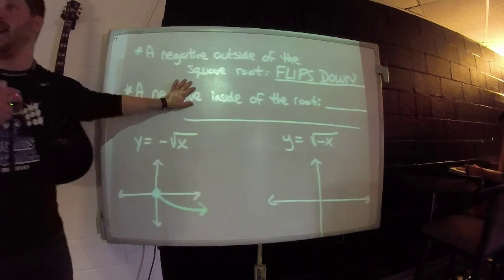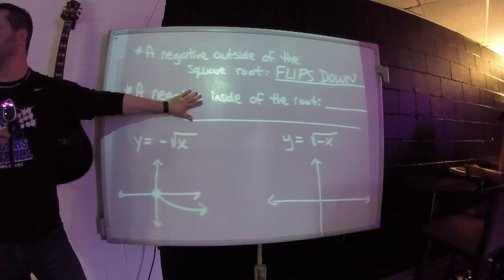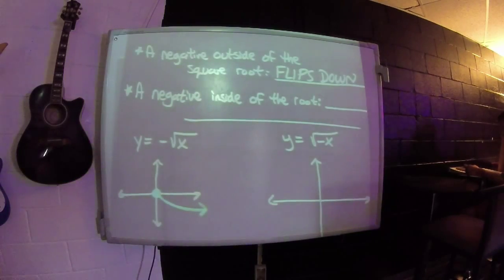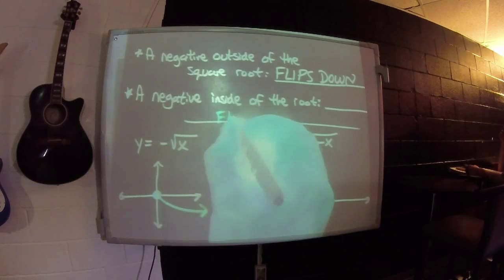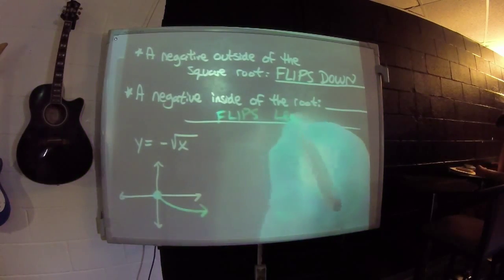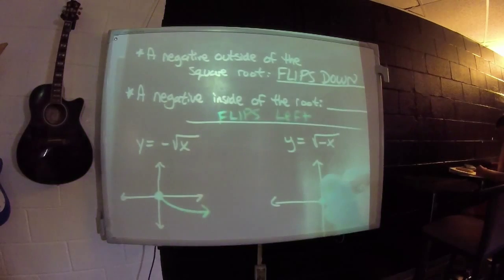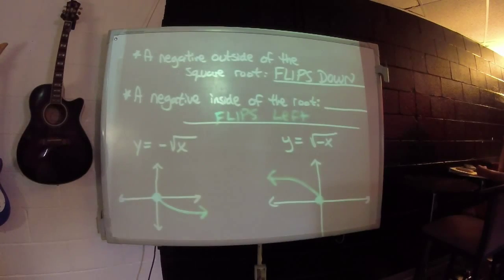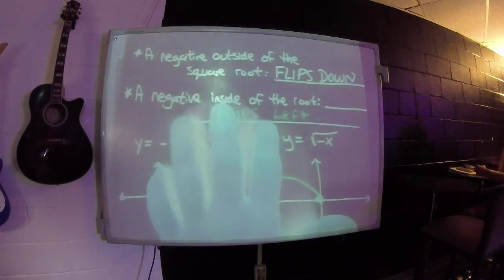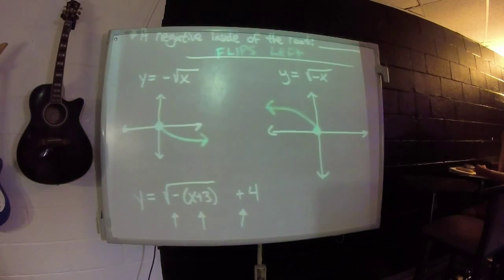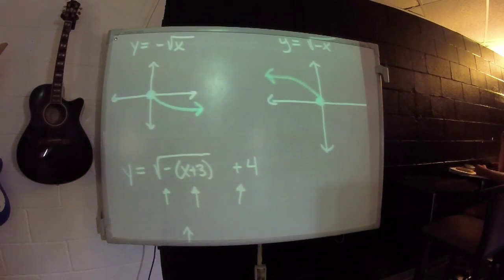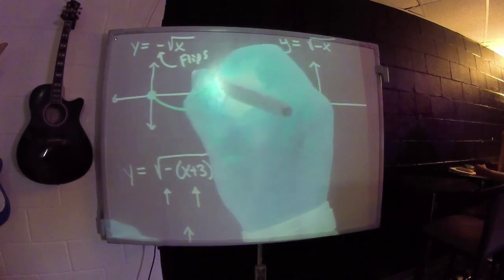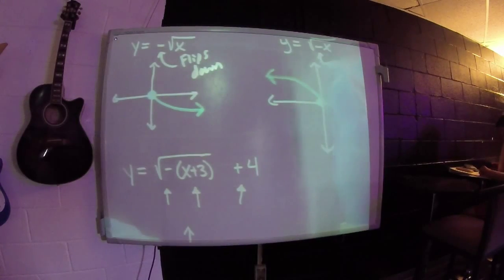Now on this objective, like the actual problems you're going to do, you won't actually see this one right here. You won't see a negative inside. I've looked at a whole bunch. But a negative inside flips it left. Just FYI, flips left. So if you had a negative inside, it would go this way. A negative inside flips left. You might, if you want, write them on here. Flips down. Flips left.